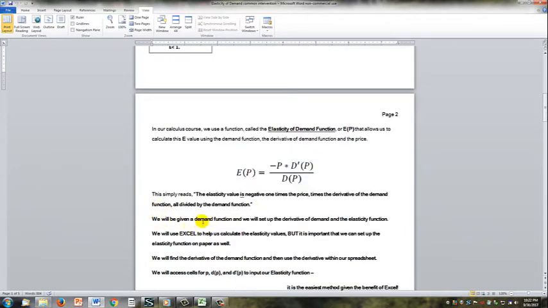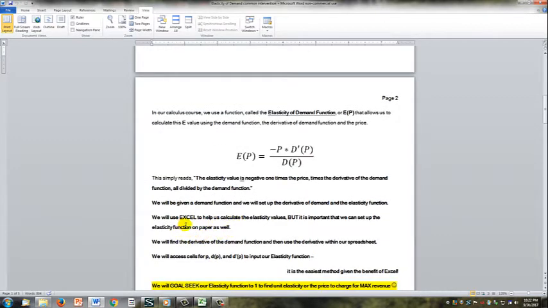So you'll be given a demand function, and you will take the derivative of demand, and you'll find the elasticity function. And we're going to use Excel to help us calculate it, but we need to be able to put this on paper, because I'm going to test you on that, being able to put this on paper, even though Excel is going to give us a little easier way to calculate the E value.